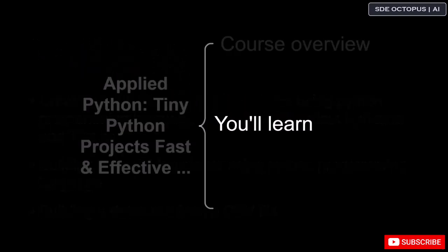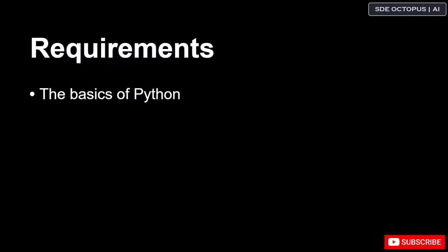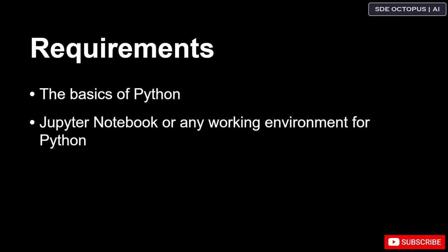Now let's talk about the requirements to take this course. The first requirement to take this course is the basics of the Python programming language, such as variables, conditional if statements, loops, functions, classes, and so on. The second requirement in this course is the Jupyter Notebook. You should know how to work with the Jupyter Notebook, or you can use any IDE or any text editor or any working environment for Python. Feel free to use any IDE or any working environment to follow and to get the most out of this course.